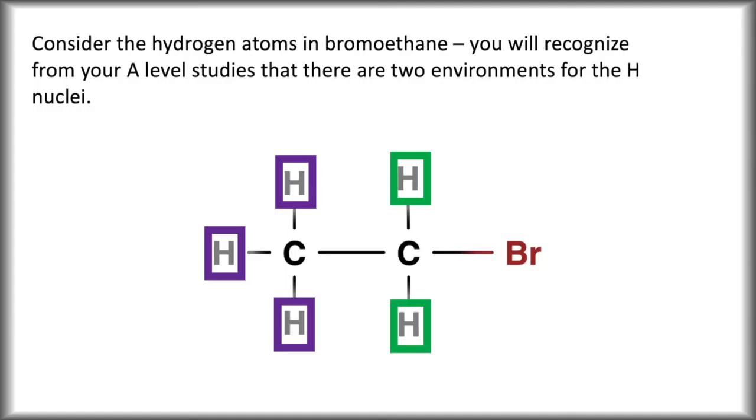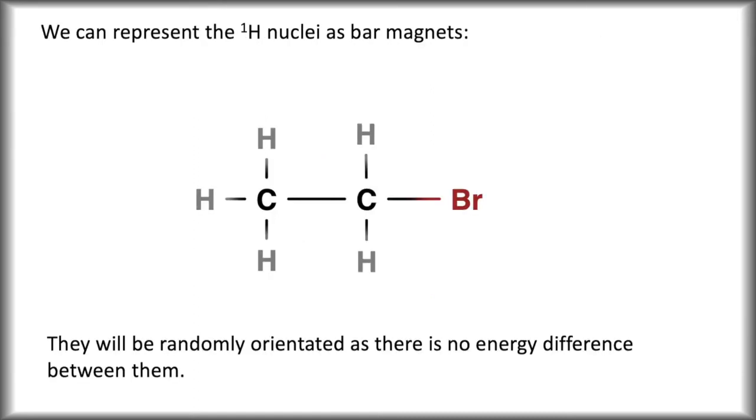So let's have a look at bromoethane. You'll recognise, hopefully from A-level, that there are two environments for the hydrogen nuclei there. You've got the two green hydrogens, which are next to the bromine, and then further along you've got the three purple ones, which are further away. So if we run the NMR, we'd expect to see two signals. But why do we get two signals?